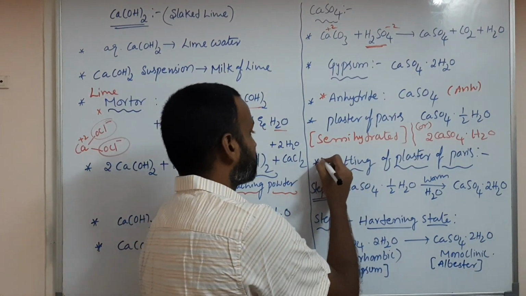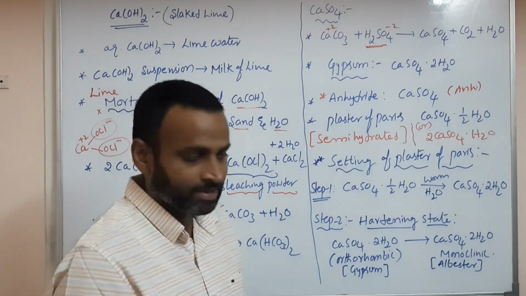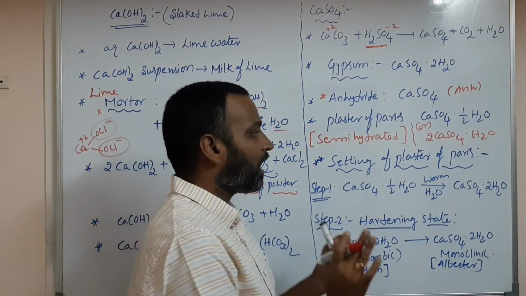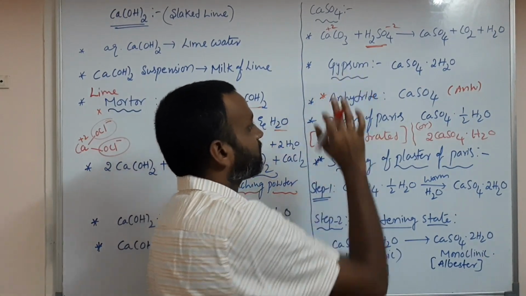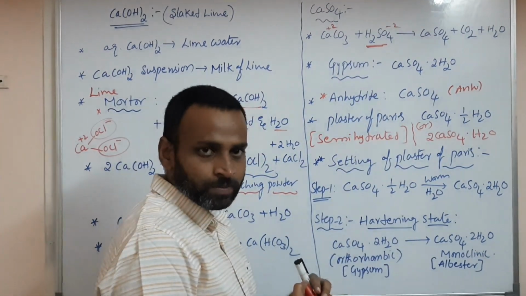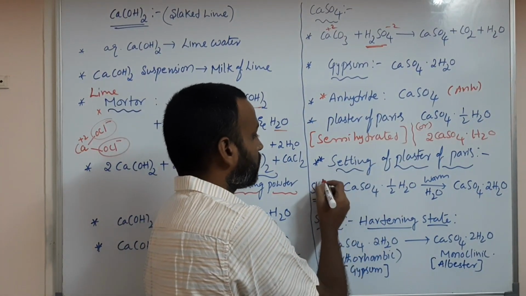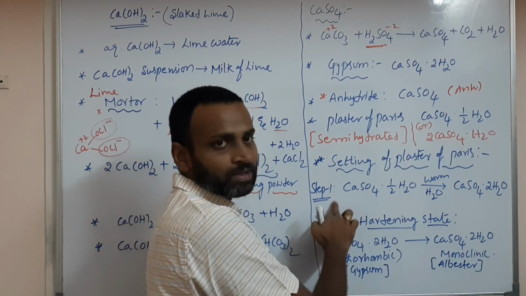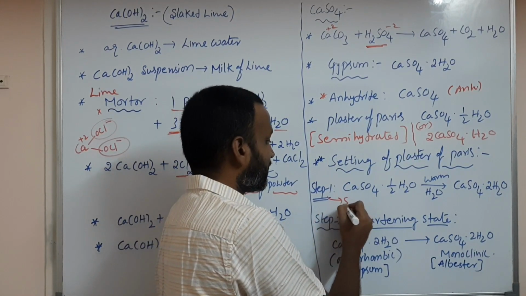Next, the most important thing is the setting of plaster of Paris. Setting means, very simply, becoming harder. Gypsum is harder than plaster of Paris, so plaster of Paris can convert into gypsum. How, I will tell you. First we call it the setting process. Step 1 is called setting.